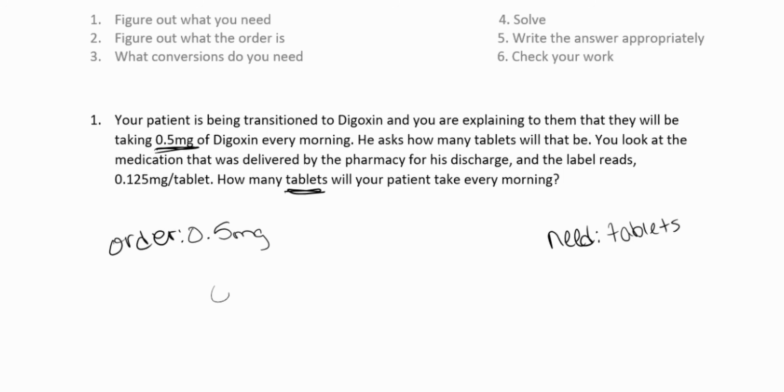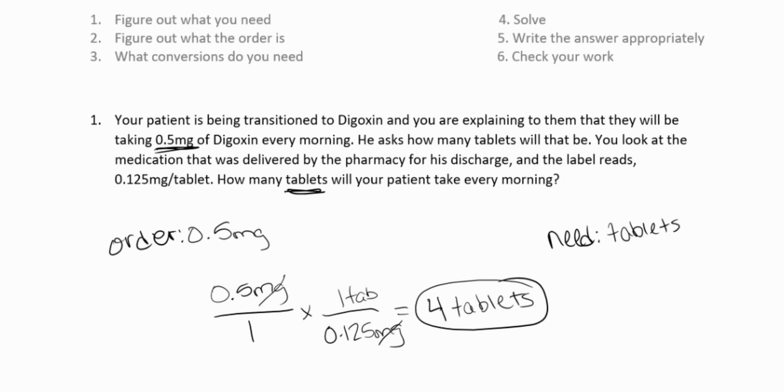So we know that our order is 0.5 milligrams over 1. That's one of his things. And then we know that we need to get from 0.125 milligrams. So we're going to put our milligrams under here, 0.125 milligrams. And there's 1 tablet. All right, so we can see what we're going to do is multiply across the top, multiply across the bottom, and then divide them out. So we're going to end up dividing 0.5 by 0.125, and we are going to get 4 tablets.